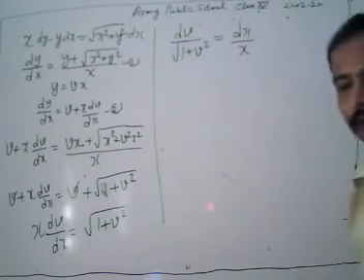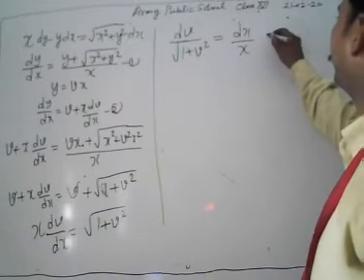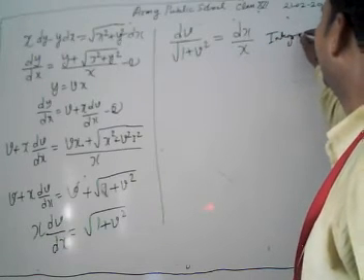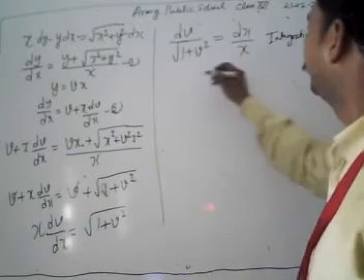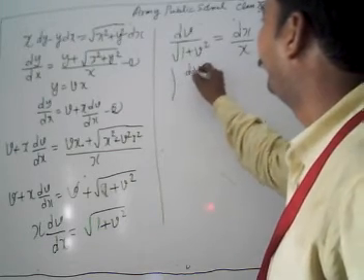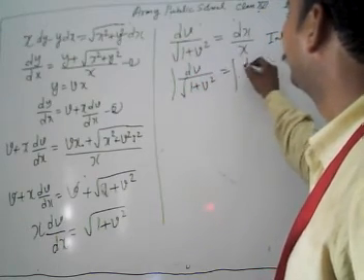Now finally after separation of variables, we have the integration of dv upon under root 1 plus v square equal to dx by x. Then now we have to integrate both sides. Integration of dv upon under root 1 plus v square equal to integration of dx by x.